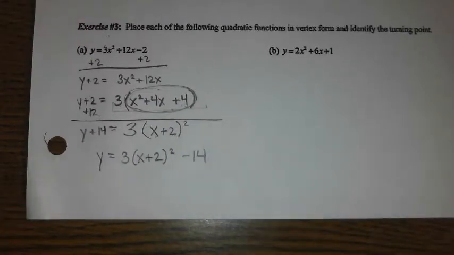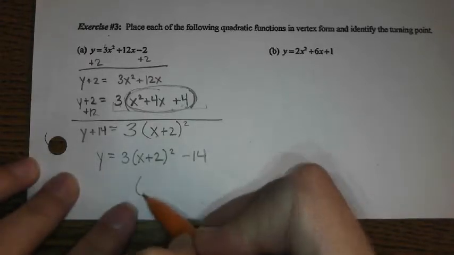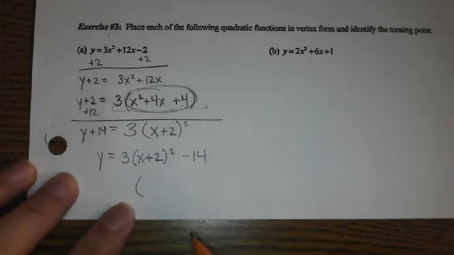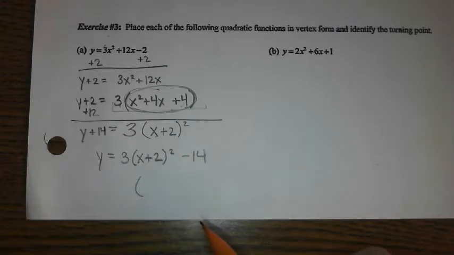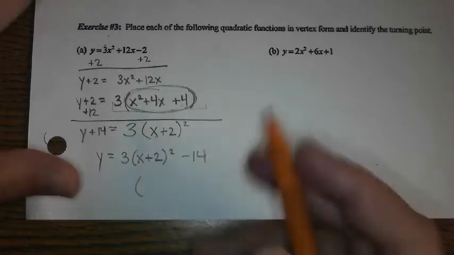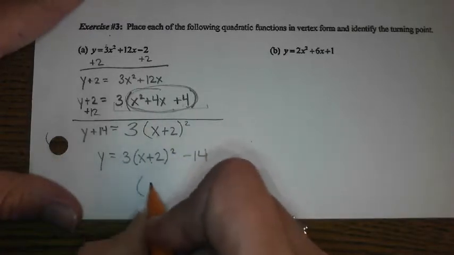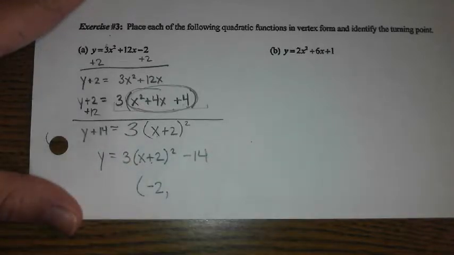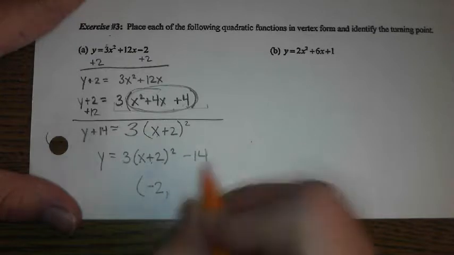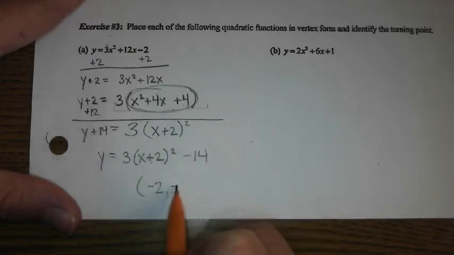And what is my vertex, Connor? What's my H value? What's in my H spot? But remember what Maggie said, it's always the opposite. So you see a positive 2, but you actually say negative 2, right? And the K is, what's HK? K is negative 14.